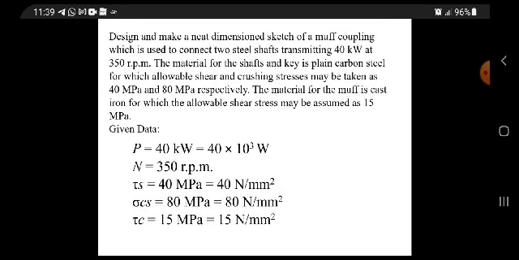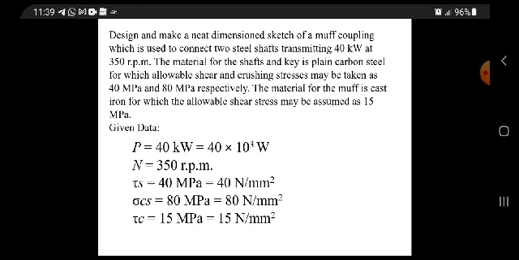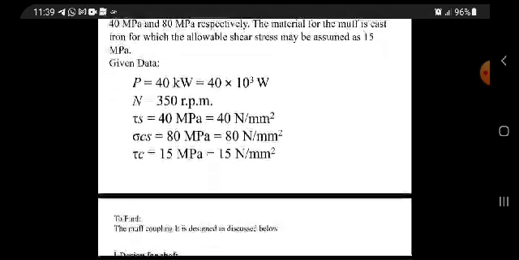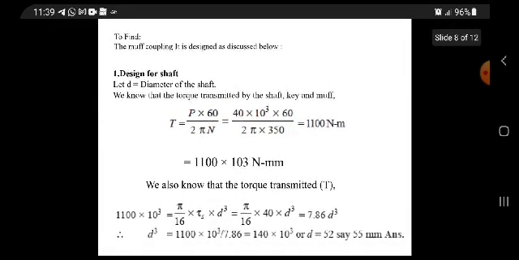The power P is equal to 40 kilowatt. We convert it to watt: 40 into 10 power 3 watt. The speed is 350 rpm, and the shear stress is 40 megapascal, which is also converted to Newton per millimeter square. Then the crushing stress is 80 megapascal, also converted to Newton per millimeter square. Then the shear stress for the muff is 15 Newton per millimeter square. We have to find the muff coupling design.